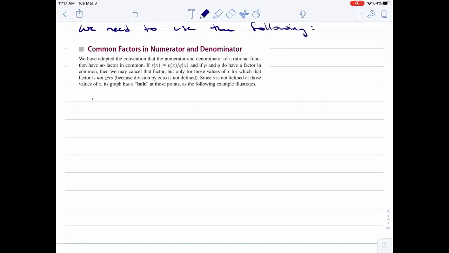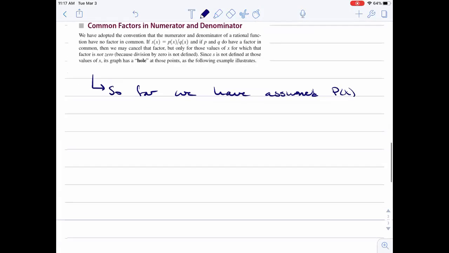And so far we have assumed P of x and Q of x have no common factors.